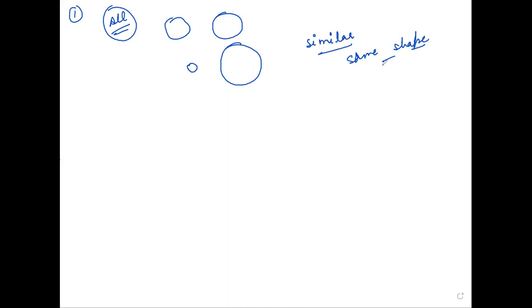Okay. And the second one, all squares are similar again. Yeah, because same shape. The shape is the same, but we don't know about the size. Third one, all dash triangles are similar.